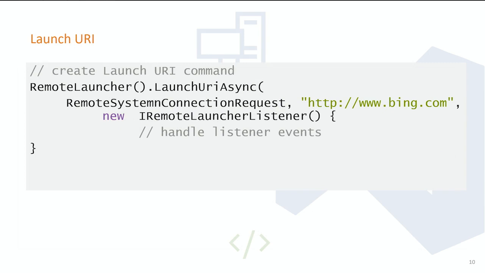Once connected to the target device, you'll use the Remote Launcher APIs with the Launch URI async method, which takes the remote system that was discovered before, passing in the URI that will be launched, and also handling the iRemote Launcher listener for the event.